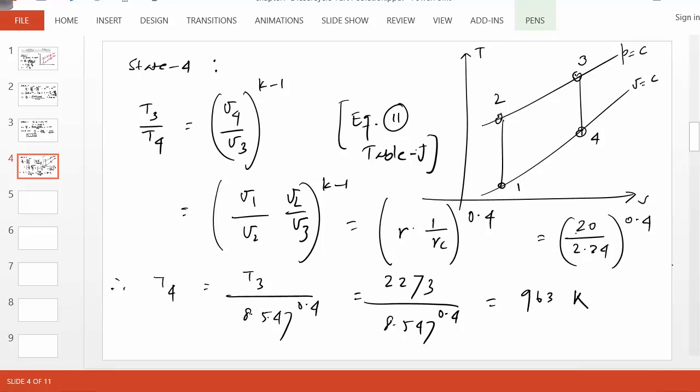Now let's go and figure out the heat transfer. Especially we are interested in heat added in the constant pressure process and heat rejected. Because Q in and Q out, if we subtract the two, we'll get the Q net. And Q net is equal to W net, so we can find all the answers that we are looking for.